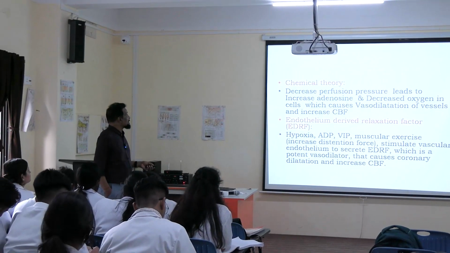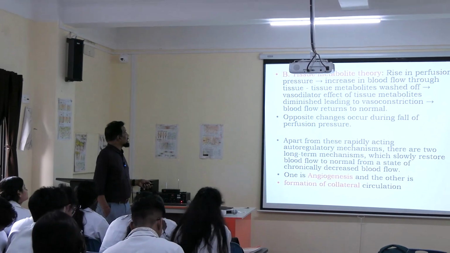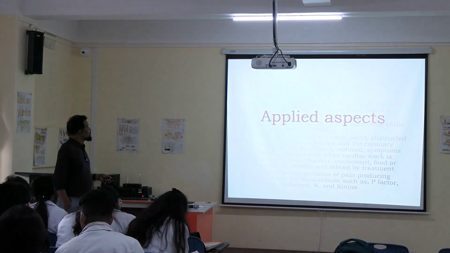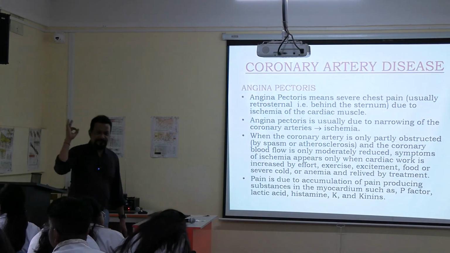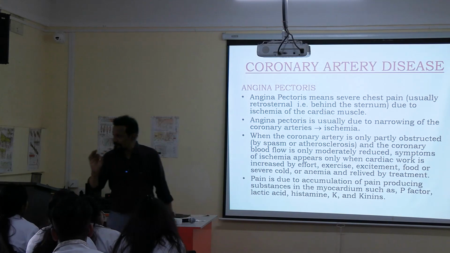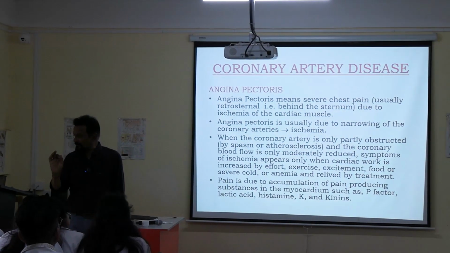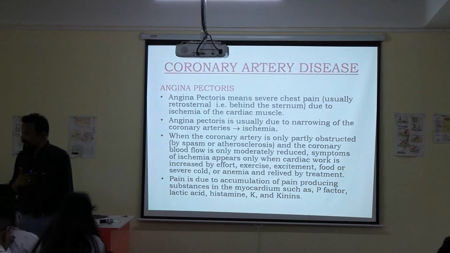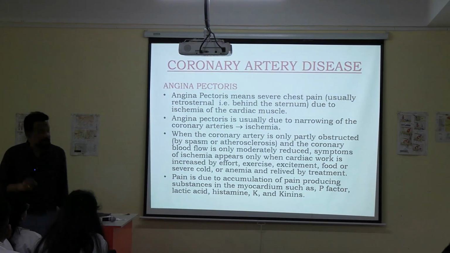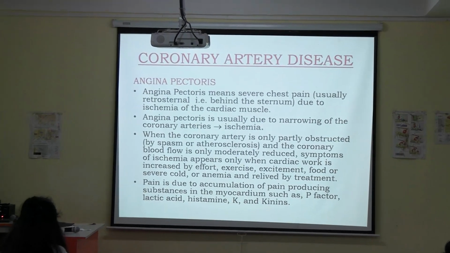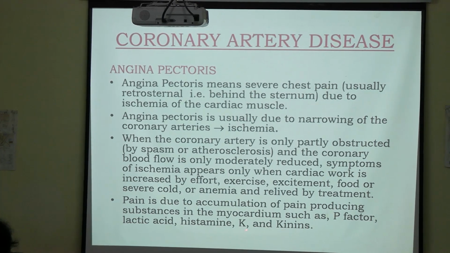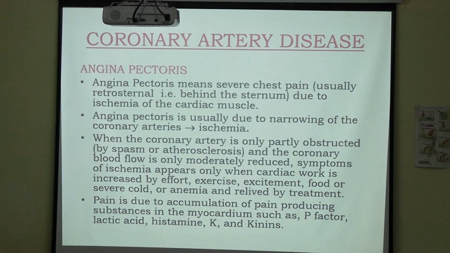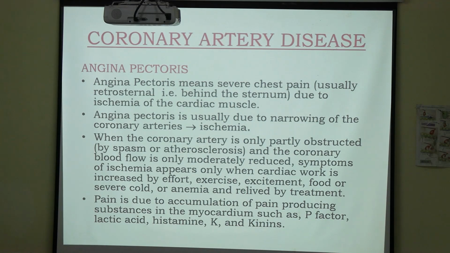Coronary autoregulation I have explained, the tissue metabolic theory, and now the applied aspects. Already I have discussed that when there is narrowing and less supply of oxygen, you will experience angina. So angina is a pain. Why this pain? Because of accumulation of these factors: P factor, lactic acid, histamine, K and kinins. These are the reasons for generation of pain during angina pectoris.